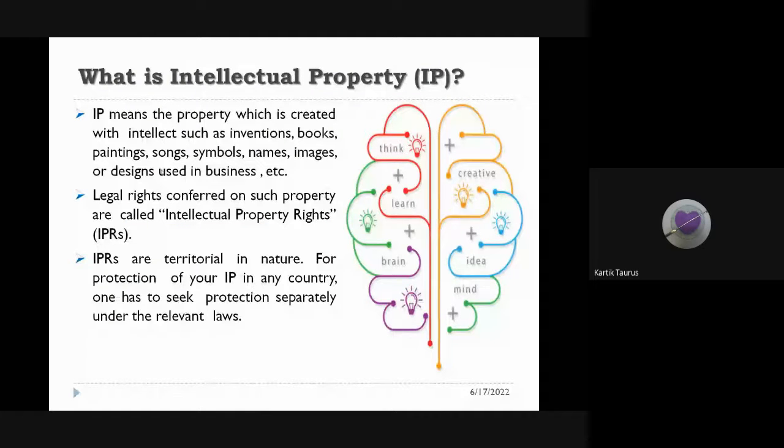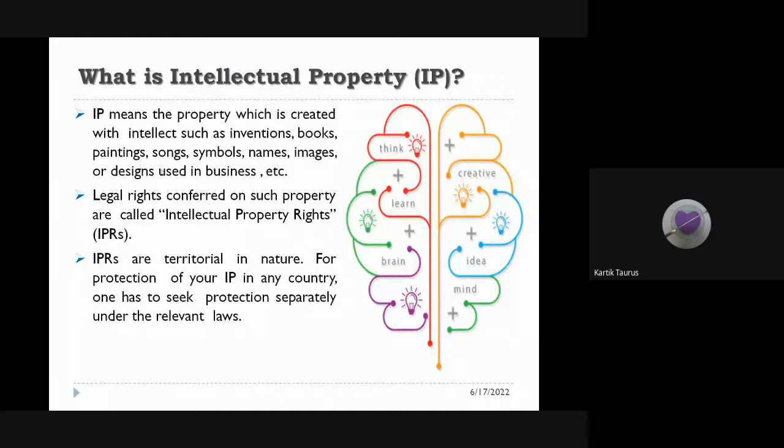So what is intellectual property? Again, we are talking about intellectual property rights, but what is this intellectual property? Intellectual property means a property which arises out of the creation of the human brain. It can be some invention, it can be stories, it can be movies, it can be anything which arises out of the human brain. It is non-tangible in nature. It is not like a flat or a car or a house which you can touch and feel. It is a non-tangible property.